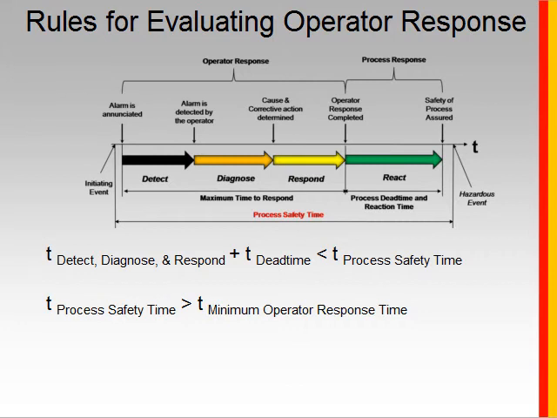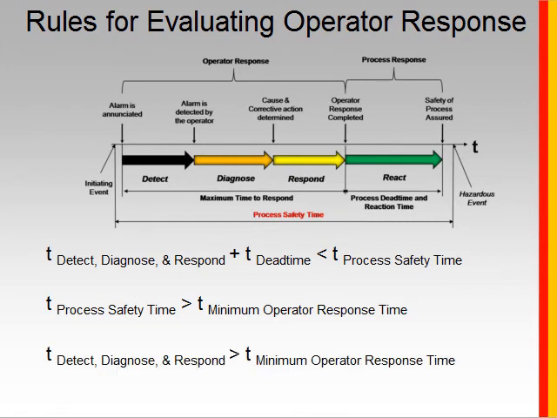So if we're doing LOPA analysis and we come across a situation where the process safety time is 2 minutes, and based on an operator activity analysis we've decided that the minimum operator response time is 10 minutes, then we know that's not an effective situation, because the process safety time is significantly less than the minimum time that the operator needs to respond to that alarm. We can also say that the actual time that the operator has to respond must be greater than the minimum operator response time.